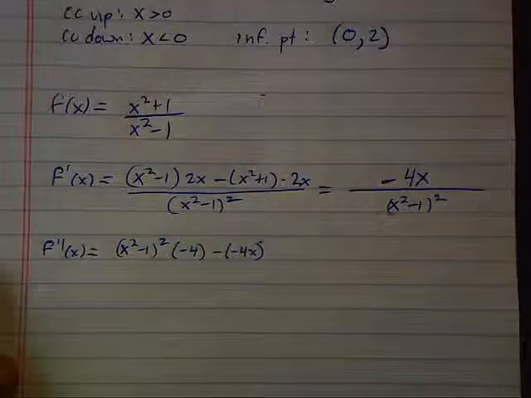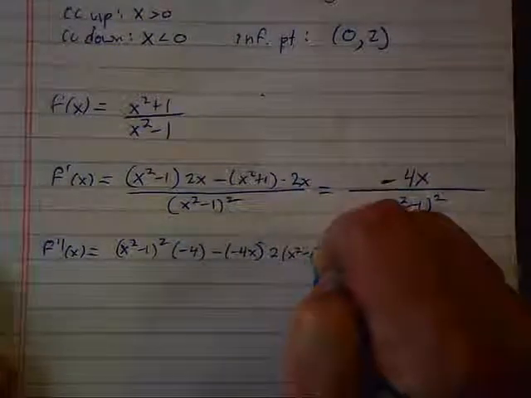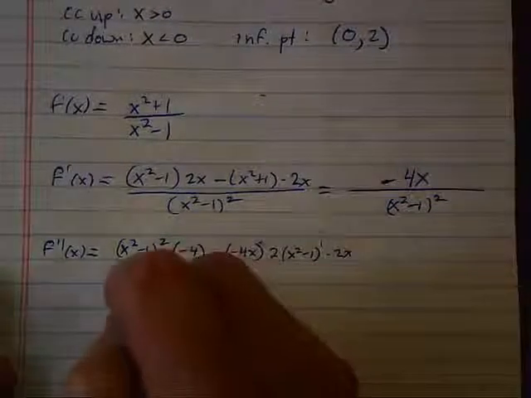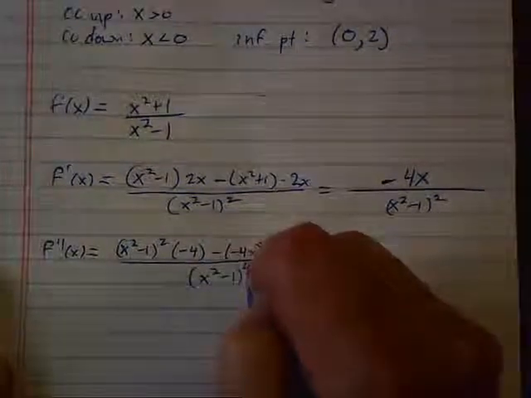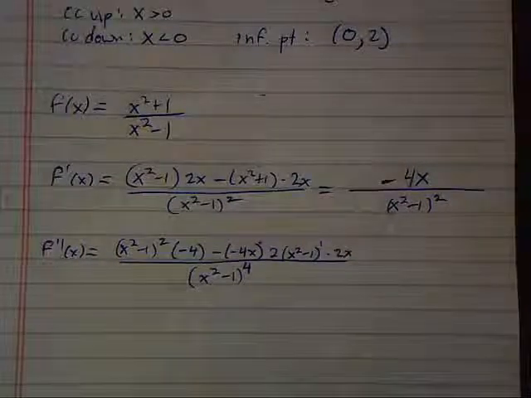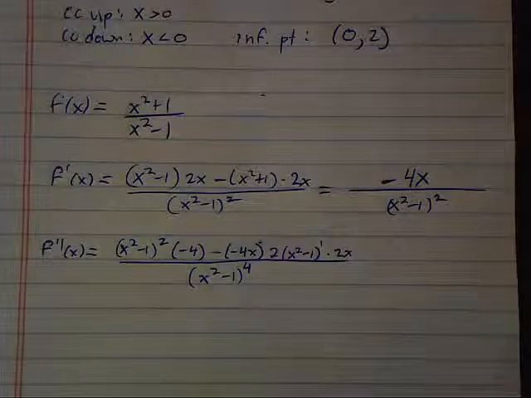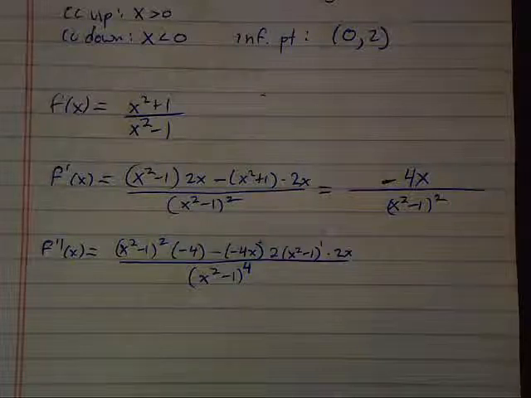For the derivative of the bottom, I need the chain rule. I bring the 2 down, x squared minus 1 to the 1, times the derivative of the inside, that's 2x, all divided by x squared minus 1 to the 4th. Now I need to simplify that. Do you remember the good old days when you didn't have to simplify derivatives? Yeah, those days are gone. Got to simplify it. All right, how would you simplify this second derivative?